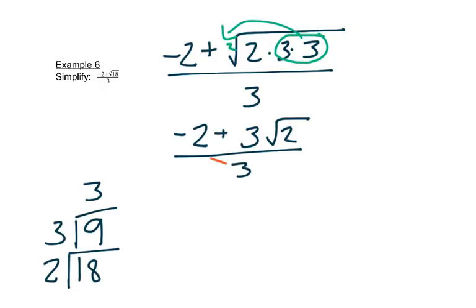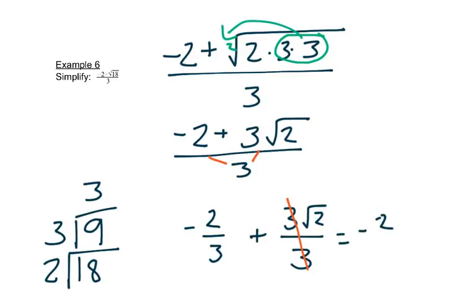And this 3 in the bottom really has to go to both pieces, so that would be negative 2 over 3 plus 3 square root of 2 over 3. These cancel out and leave me with negative 2 thirds plus the square root of 2.